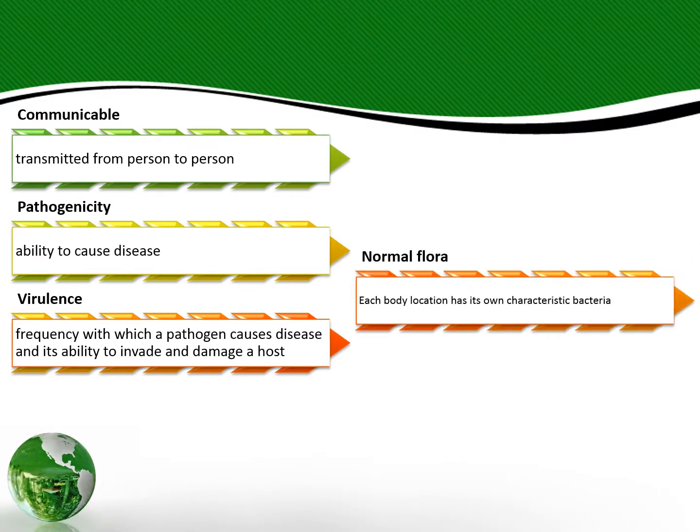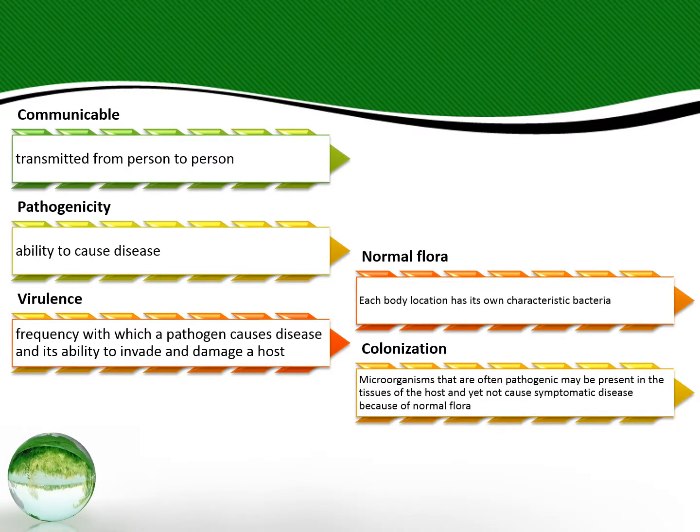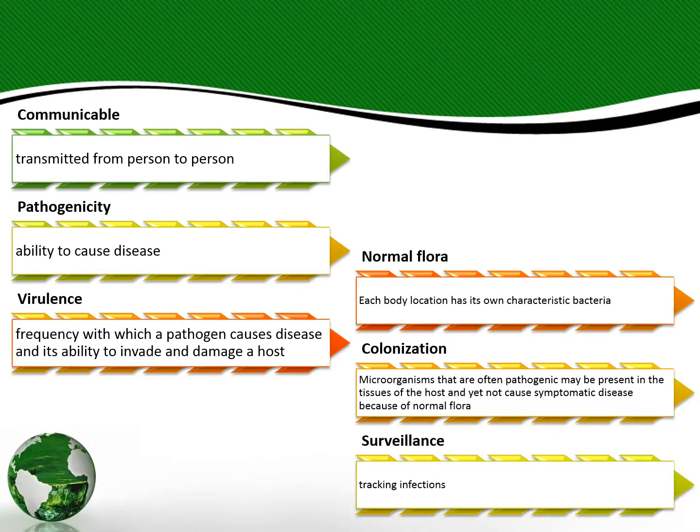The human body has many microbes that are beneficial and are known as normal flora. Each body location has its own characteristic bacteria and functions to prevent infection from unfamiliar agents, leading to colonization. This is the process where microorganisms that are often pathogenic may be present in the tissue of the host and yet not cause symptomatic disease because of normal flora. Surveillance is the tracking of infections and is required by the recommended guidelines by the CDC.